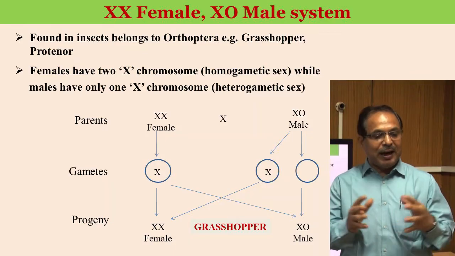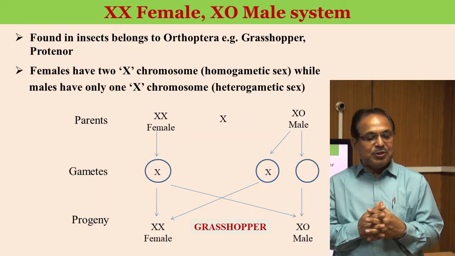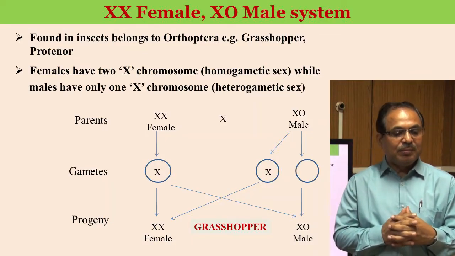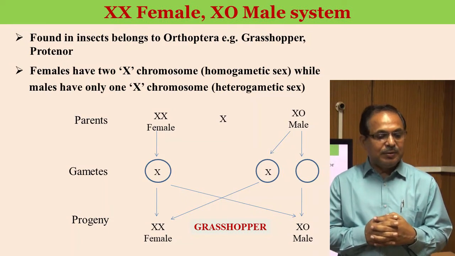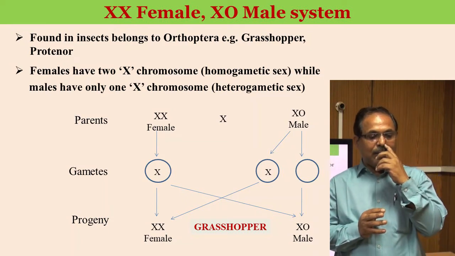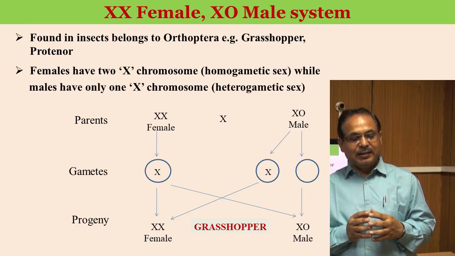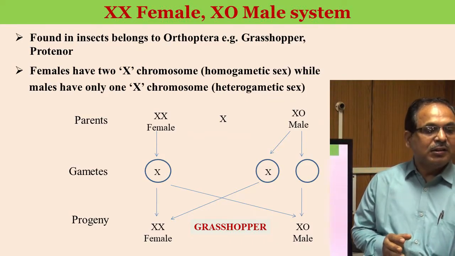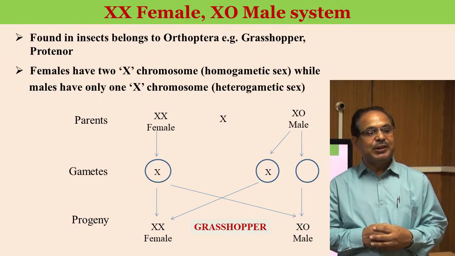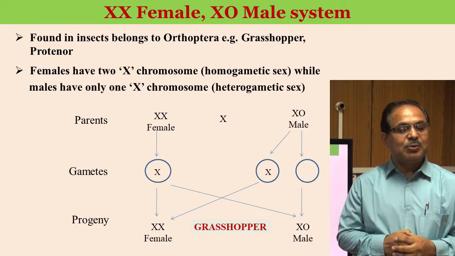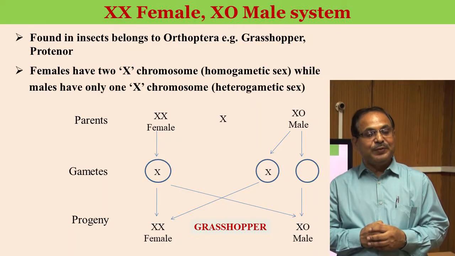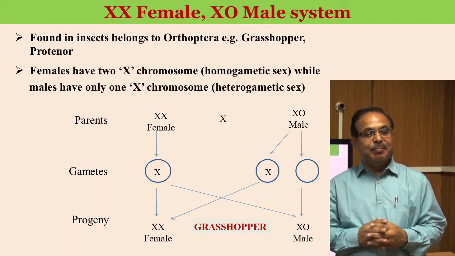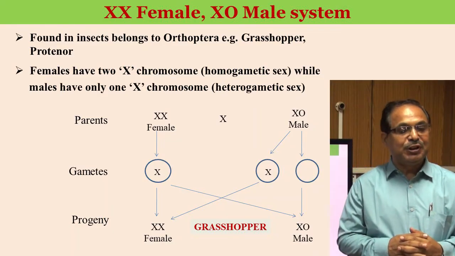So when combining these, the progenies are produced with the double X by the female, and that XO is the male. The next system is just the reverse of this earlier system, where XO produces female and XX produces male.